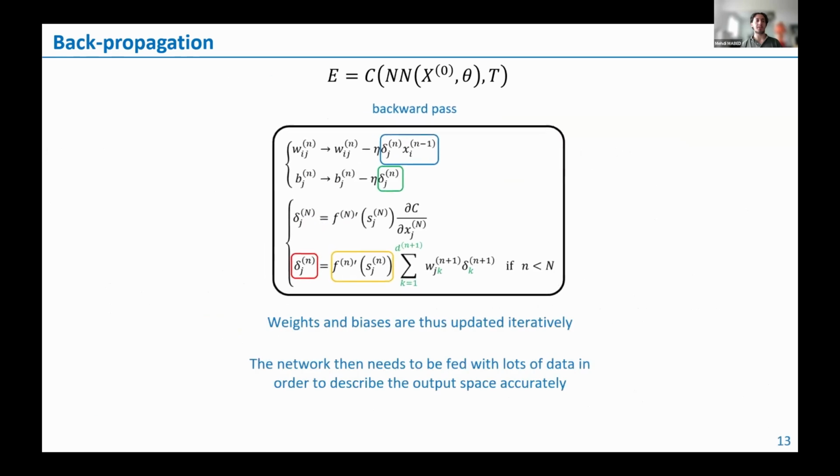But if we have all that, we now have a procedure to update the weights iteratively, each time we present it new data. Because in fact, if you see here, the error function depends not only on the parameters, but also on the input of the network. So we have to feed the network with lots of data in order to describe the output space well. And each time we feed new data, we can update the weights and biases thanks to this procedure.